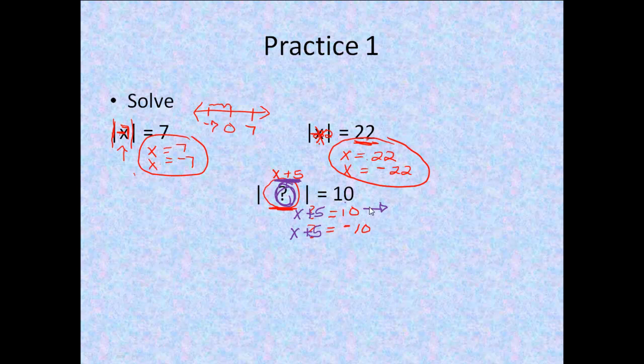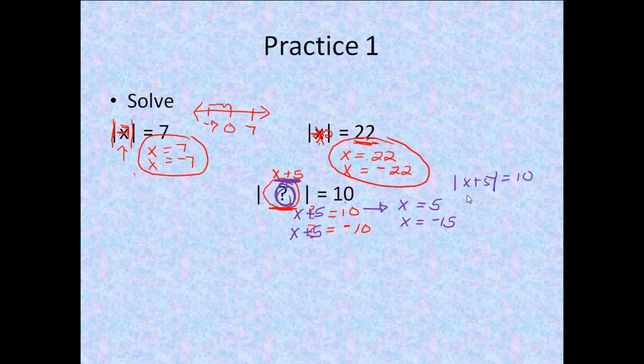This top one, to get rid of the plus 5, we subtract 5 from both sides, so we end up with x equals 5. On the bottom one, to get rid of the plus 5, we subtract 5, so we get x is equal to negative 15. Now if I go back to check my answer, I had the absolute value of x plus 5 is equal to 10.